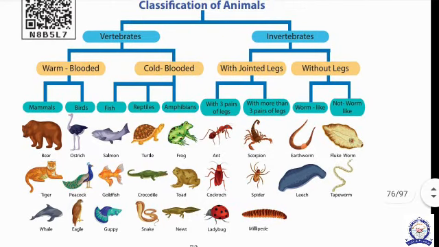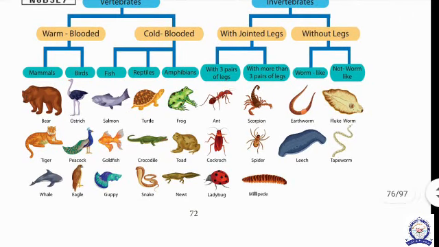Then invertebrates are divided into two main divisions: with jointed legs, and without legs. The ones with jointed legs are divided into two divisions: with 3 pairs of legs and with more than 3 pairs of legs. See the diagram. With 3 pairs of legs: ant, cockroach, ladybug. These have 3 pairs of legs on the outer surface of the body.